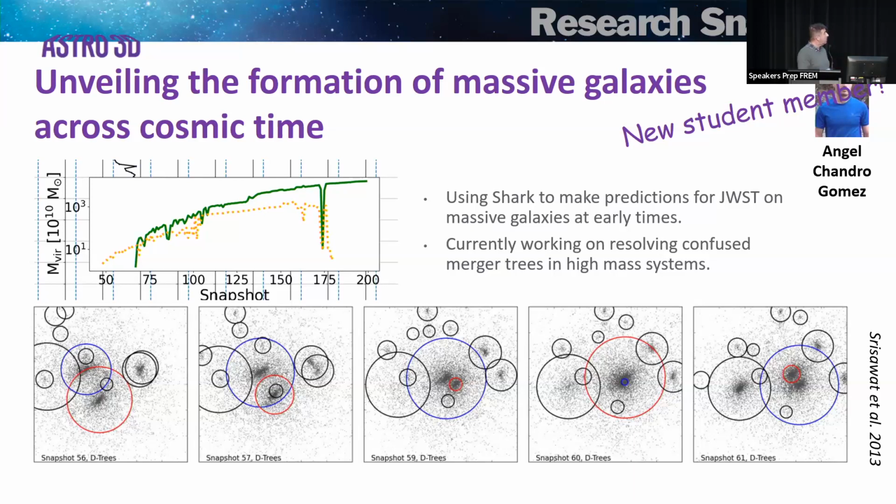And so as an example, here's a figure from Srisawat 2013 that highlights the issue. As you go from left to right, you can see the main big circle changes color at snapshot 60, the second from right from your perspective, and it changes from red to blue. And that's because there's a confusion within the halo finder about how to link. So this is actually quite a thorny problem, and Angel is throwing himself against it with gusto, and we should make some progress soon. So keep an eye on what's happening here, and we'll have some cool results coming out soon.